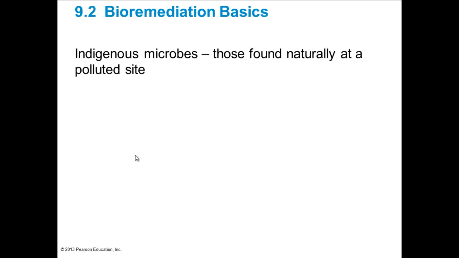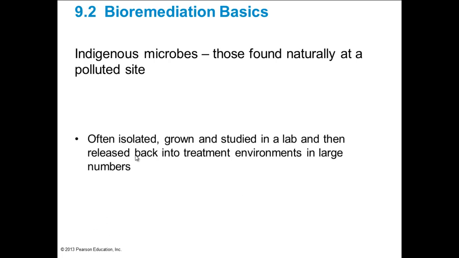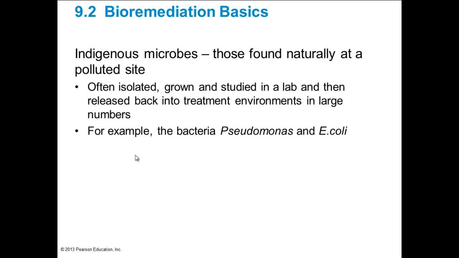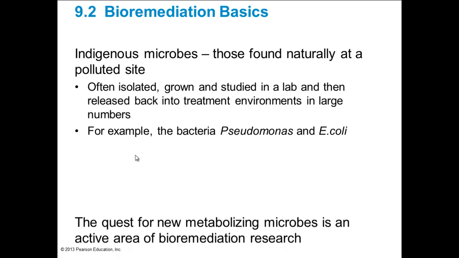Mostly we try to use indigenous microbes. Microbes in a contaminated site have adapted to the presence of the contaminant, and many are there because they have the ability to degrade it. They're often isolated, grown and studied in the lab, and then released back in large numbers, or they are used completely in situ. Some examples are Pseudomonas and E. coli, which are ubiquitous in soil. You find them everywhere. Especially Pseudomonas can be bulked up, reintroduced into the contaminated environment and degrade the contaminant.